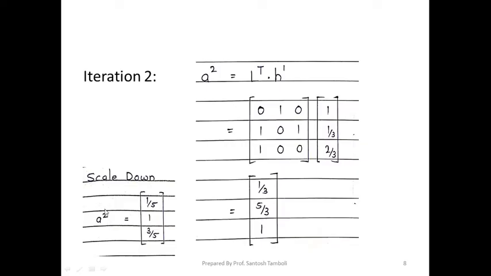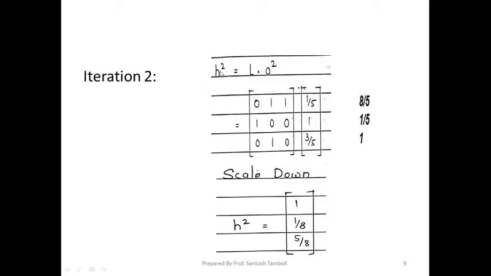This A2 we will use for the calculation of H2, that is for iteration number 2. H2 is equal to L into A2, where L is the link matrix. Don't use the transpose of L. So the link matrix multiplied by this A2. After multiplication we will get the answer as 8 by 5, 1 by 5 and 1. The maximum value is 8 by 5. So make this 8 by 5 as 1, so multiply all these three values by 5 by 8. So we'll get this H2. This completes our iteration 2.